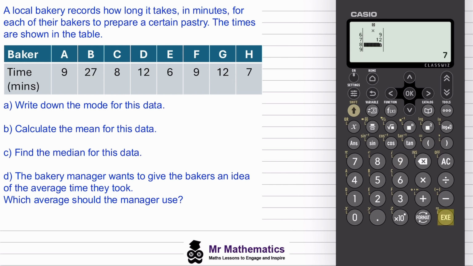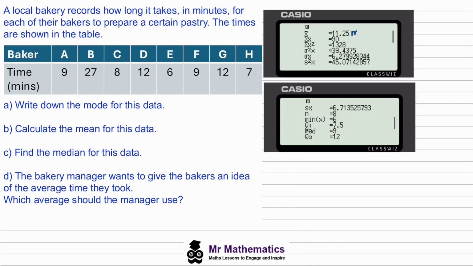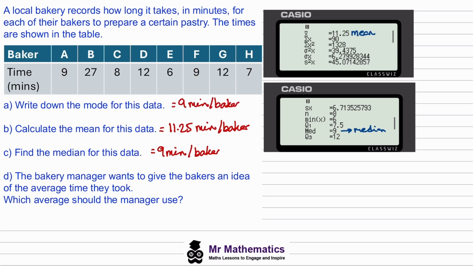If we press exit to execute that, we want the one variable results, and then you can see the x bar as 11.25. This is our mean average. Then if we scroll down, you can see the median between Q1 and Q3 is 9. If I screenshot each of these images, then you can see that this is our mean, and this is our median. And then to work out the mode, well, this is the one with the highest frequency, which you can see is 9.